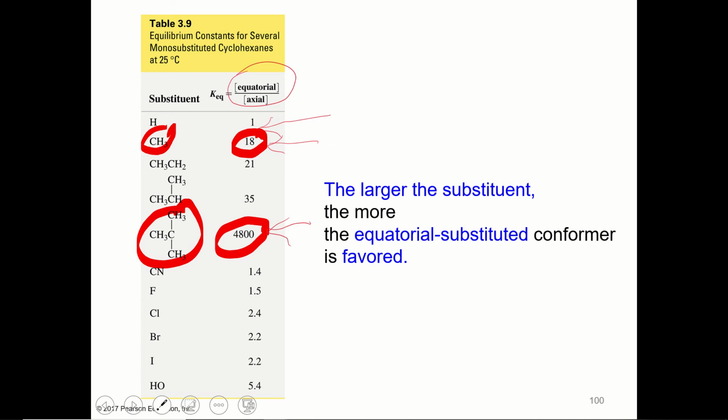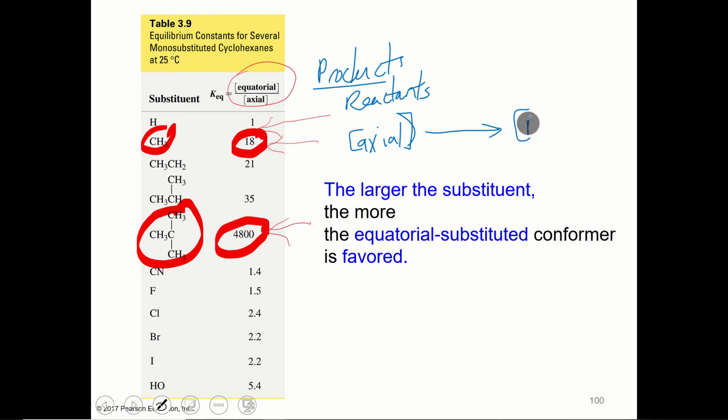So here is a table showing the equilibrium between conformers of the chair conformation, when the substituent shown in the left-hand column of the table is equatorial versus when it is axial. And remember that Keq is products over reactants. So for this reaction, you would say axial is the reactant and equatorial is the product. The substituent is axial in the reactant and equatorial in the product, as they have written it in this table.